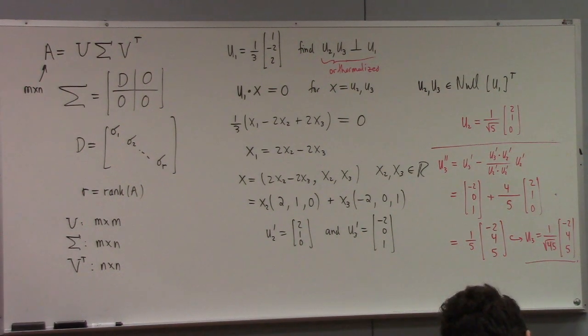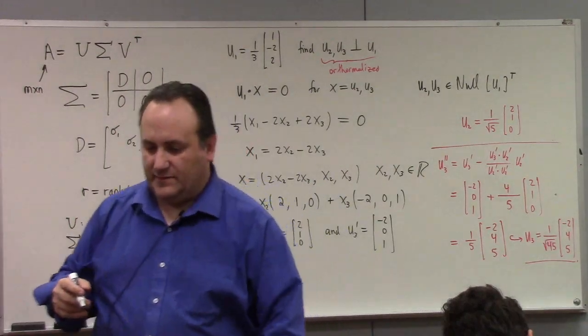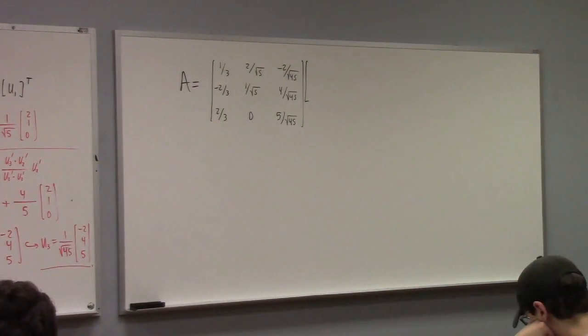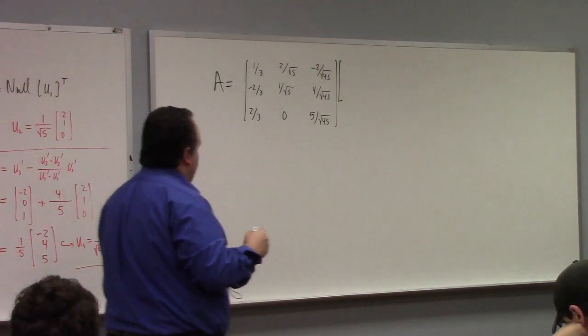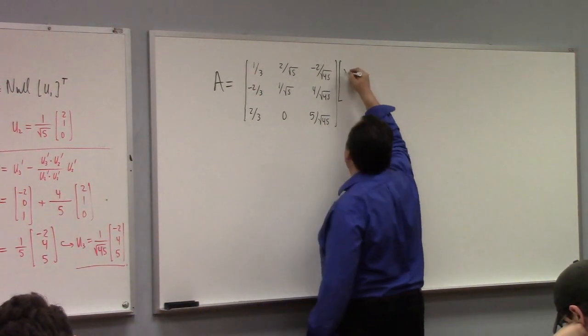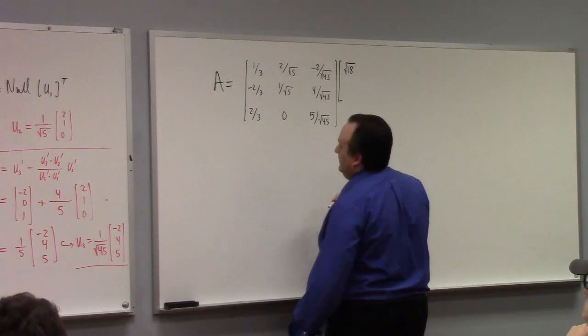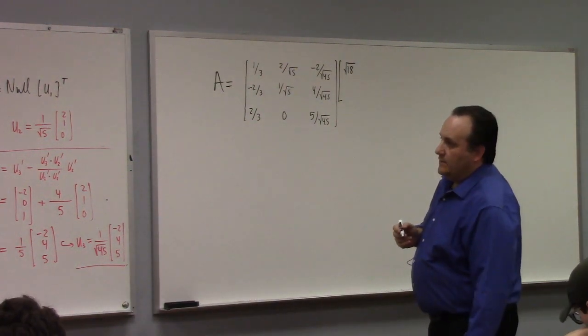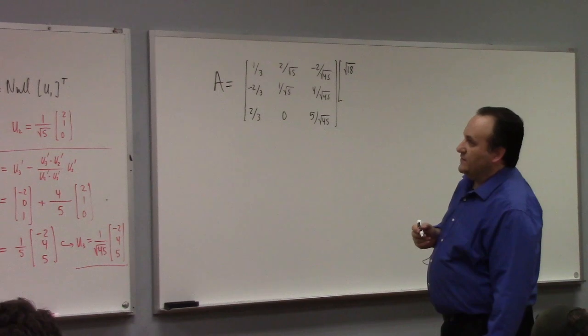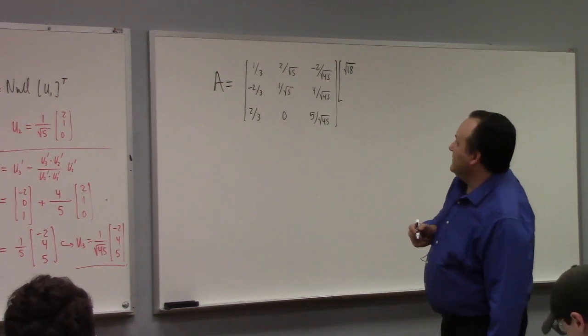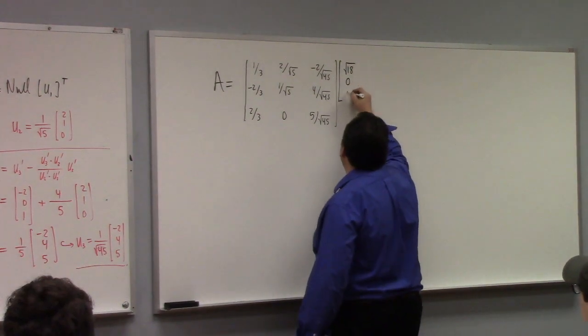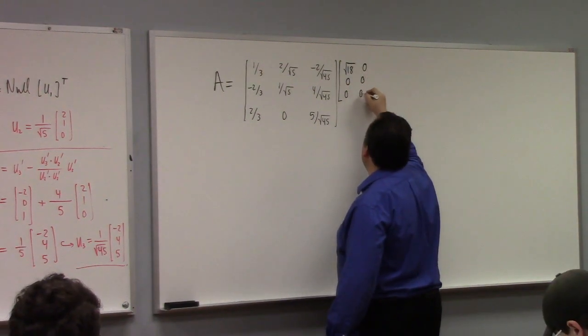What's D here? D is just a 1-by-1 matrix. It's the 1-by-1 matrix, square root of 18. And so we've got square root of 18. And what else? This is supposed to be the same size as the original matrix. A was what? I lost track. 3 by 2. So I'm supposed to have root 18, 0, 0, 0, 0, 0.